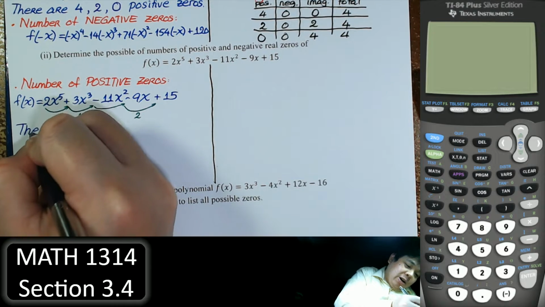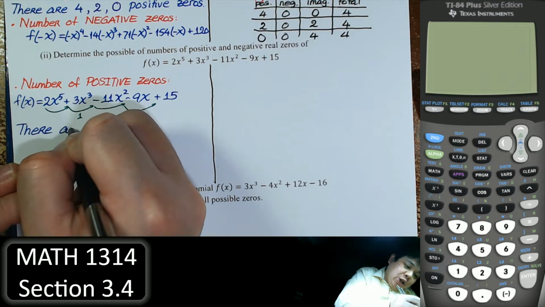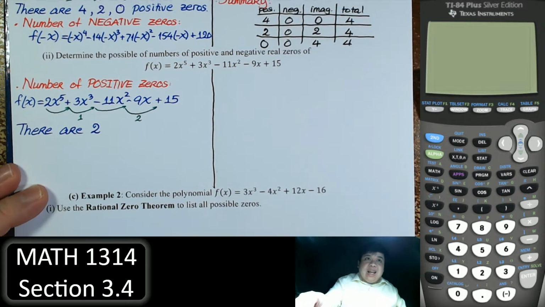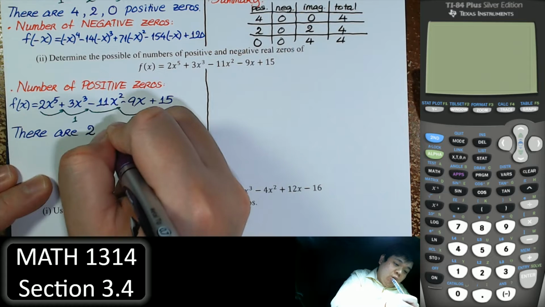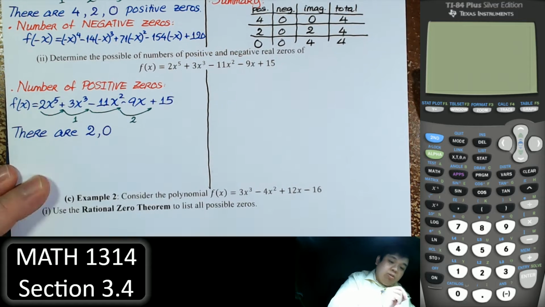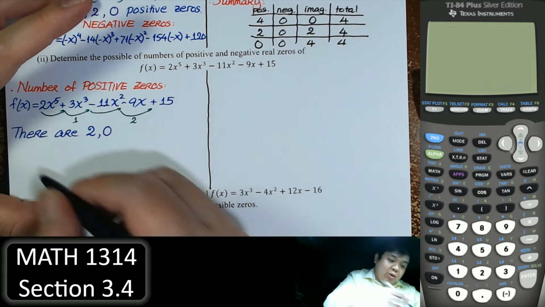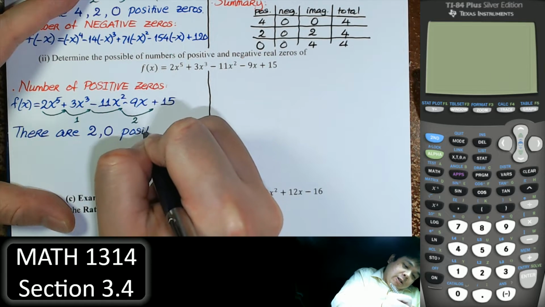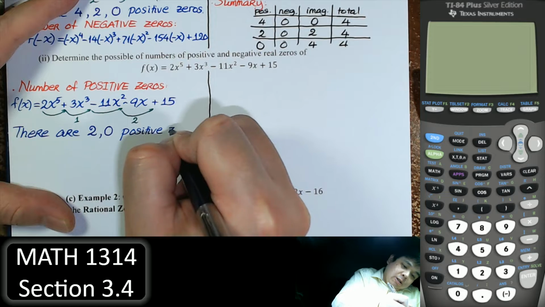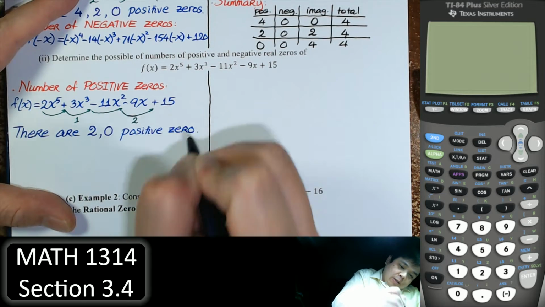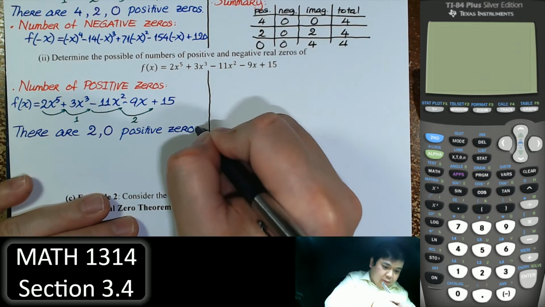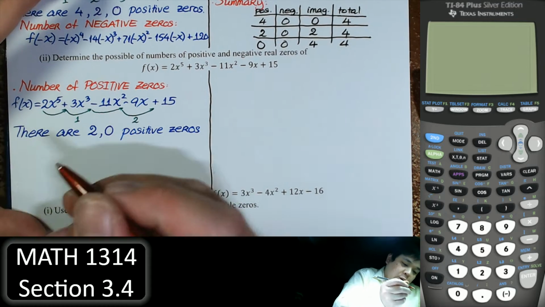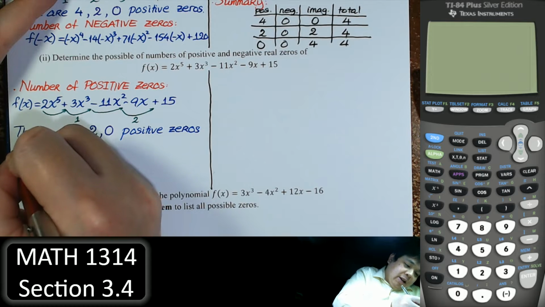So we say there are 2, because that's 2 sign changes. But remember, less than by an even number, so we subtract 2. If we have 0, we stop. So there are 2 or 0 positive zeros. And now we go for the number of negative zeros.